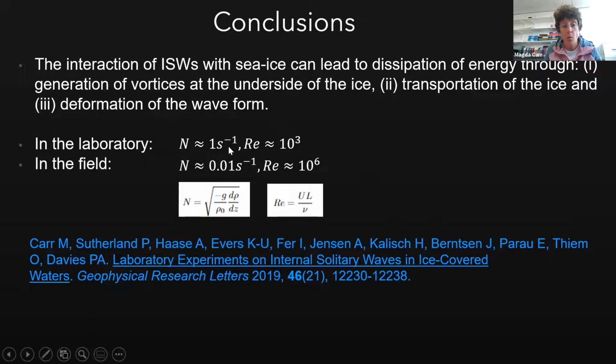Now, one thing I do just need to point out is that in the laboratory, the buoyancy frequency was of the order 1 per second, where buoyancy frequency is the square root of -g over rho naught, where rho naught is just a reference density, times the density gradient. And the Reynolds number in the lab was 10 to the 3, whereas in the field, it's more like 10 to the 6. Okay, so there are differences in these numbers. And in future, we need to vary these 2 parameters to see how we can infer our results for the field. What can we infer about the field?